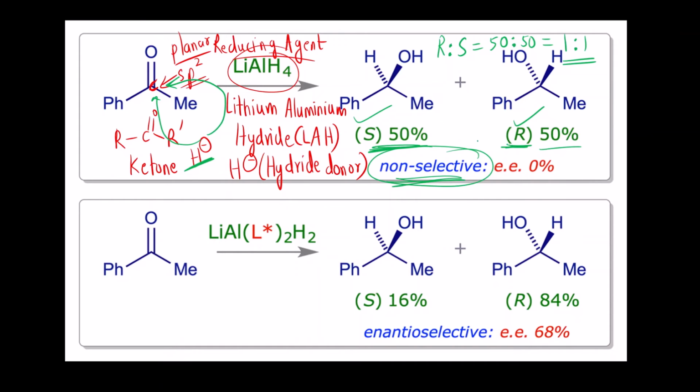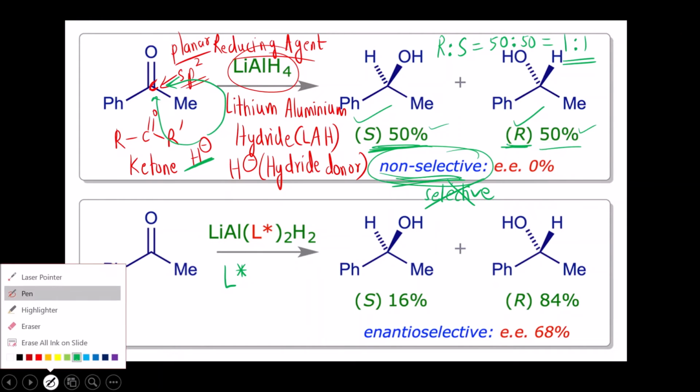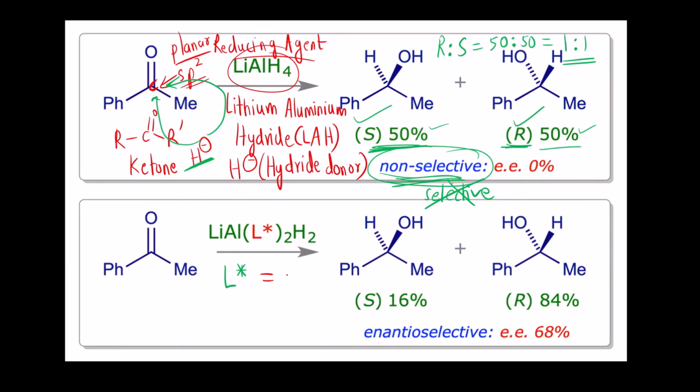Both the enantiomers are formed in equal amount, then we don't call it selective. It is called a non-selective reaction. Any isomer can be formed. But if I introduce L star, what is L star? L star is any chiral ligand.